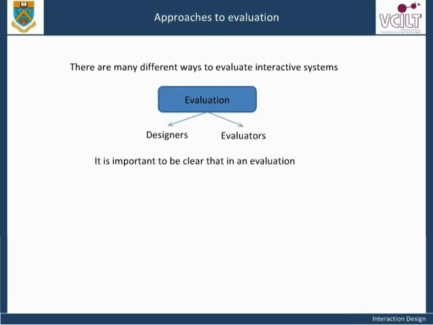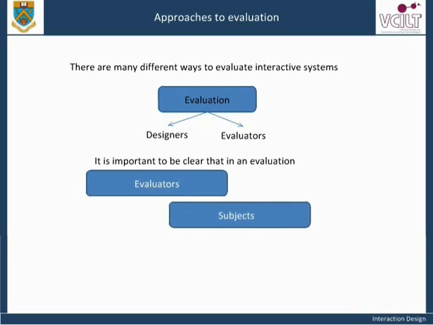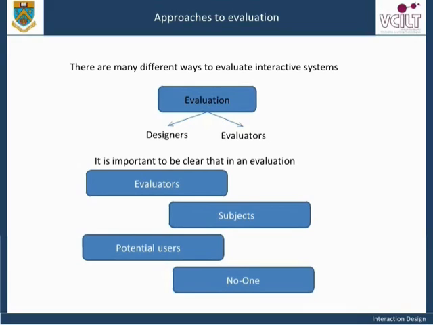It is important to be clear that, in an evaluation, there are people conducting the evaluation, evaluators, and usually people participating in the evaluation, subjects, potential users, evaluators, or even in some cases no one. In order to give some idea of the variety of techniques available, we shall consider evaluation in terms of the kinds of people participating in the evaluation, from users to evaluators, and finally to techniques that do not rely on anyone physically using the system.